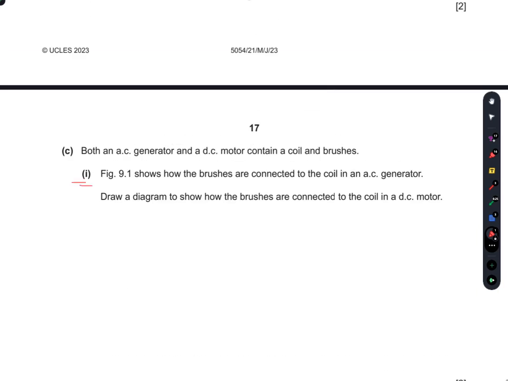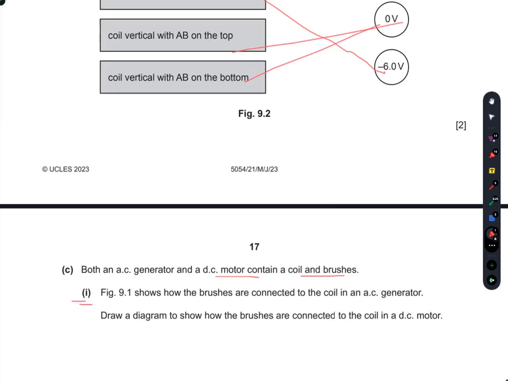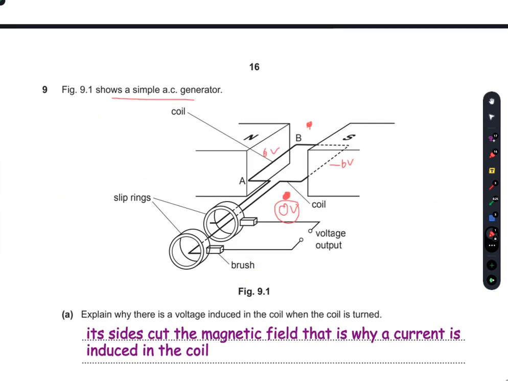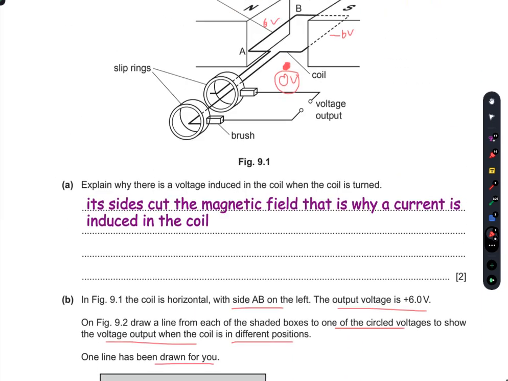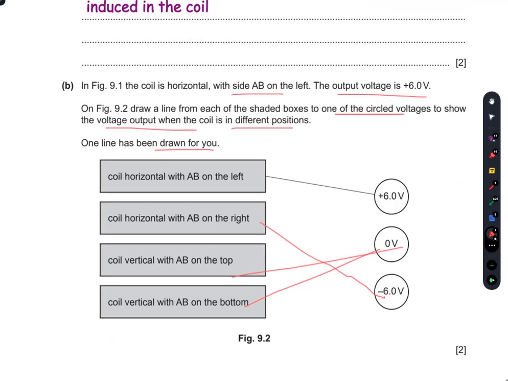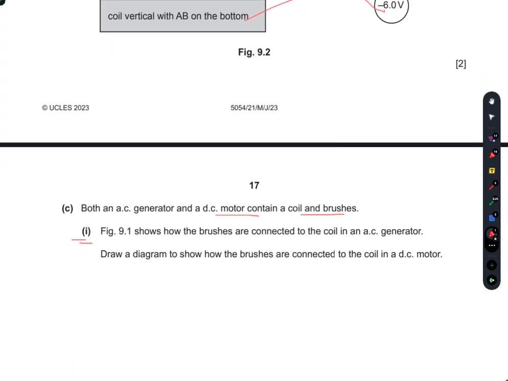Both an AC generator and a DC motor contain a coil and brushes. Figure 9.1 shows how the brushes are connected to a coil in an AC generator. Draw a diagram to show how the brushes are connected to a coil in a DC motor.